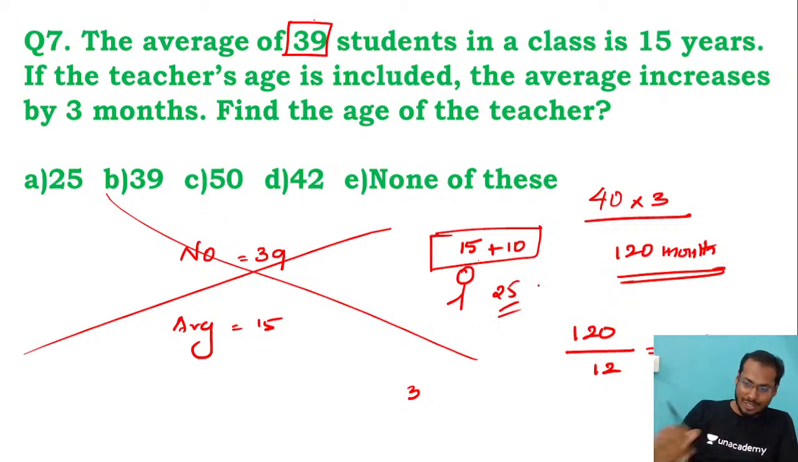Is it clear or not? Everyone, please tell me whether it is clear or not. 3 months increased means all the 40 were increased by 3. So 120 months more. 120 months is 10 years. 10 years more than the others. Others are 15 years, plus 10 years. Clear?